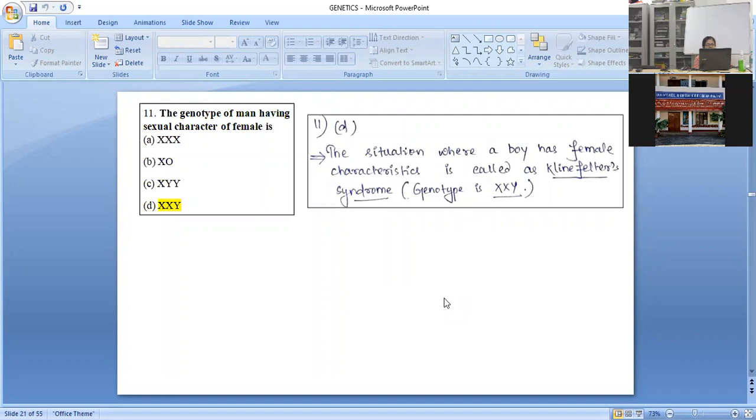Now, the genotype of a man having sexual character of female. So in all the 4 options, as you can see, the first option is right away eliminated because there is no Y chromosome. The second option is right away eliminated because there is no Y chromosome. The third option has 2 Y chromosomes, but the sexual characteristic of a female is given. So we need to have 1 extra X chromosome as compared to the normal human karyotype, that is XY. And this is the condition of Klinefelter's syndrome.